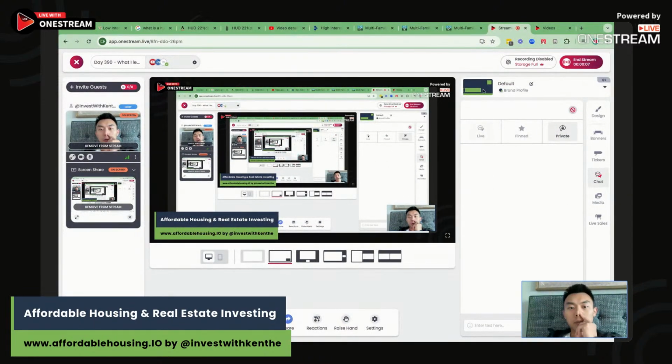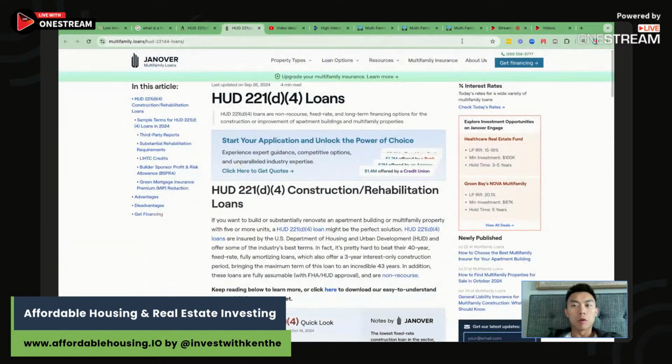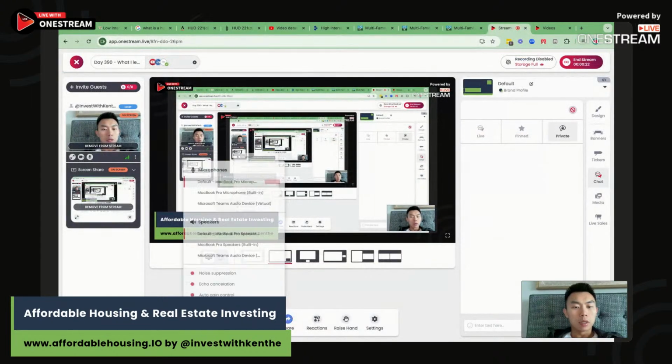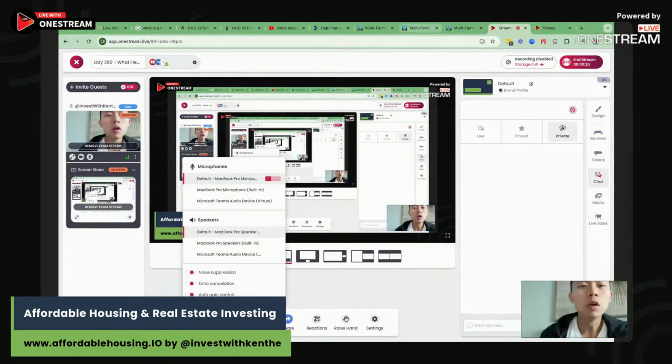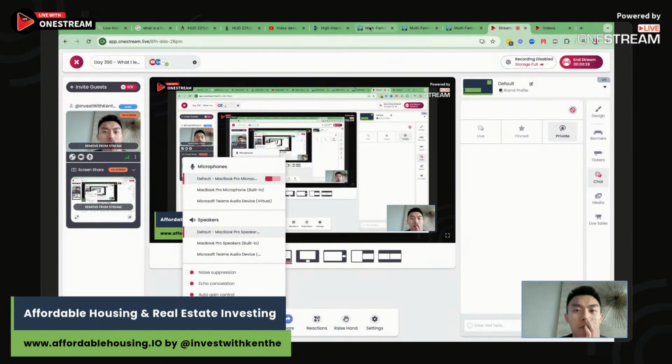Today we're doing something a little different. We're going to be going through what a HUD 221D4 loan is. We can start off with a couple of items, meaning, what are the benefits of a HUD loan?